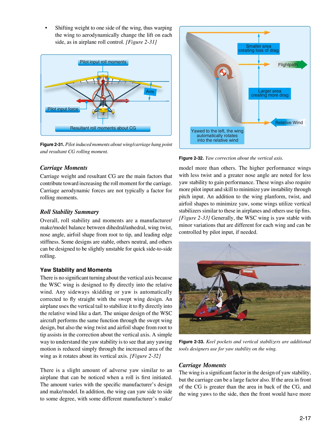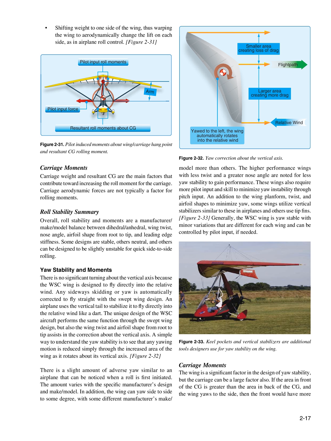In addition to the wing planform, twist, and airfoil shapes to minimize yaw, some wings utilize vertical stabilizers similar to those in airplanes and others use tip fins. Figure 233. Generally, the WSC wing is yaw stable with minor variations that are different for each wing and can be controlled by pilot input, if needed.